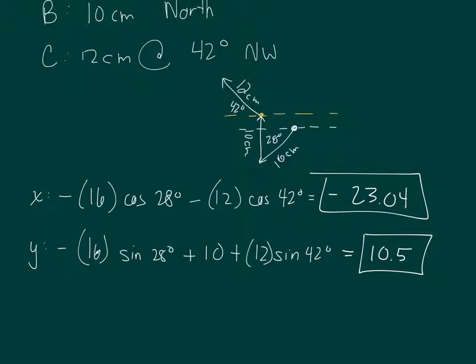Hey, folks, listen. You should not be using more than one line of command for this. Put it all in one line. The common mistake in the other class was people forgot to close the parentheses after the degree. So negative 16 times sine 28, close the parentheses for the 28. Then plus 10, then plus 12 sine 42, close parentheses. All in one line. Good?